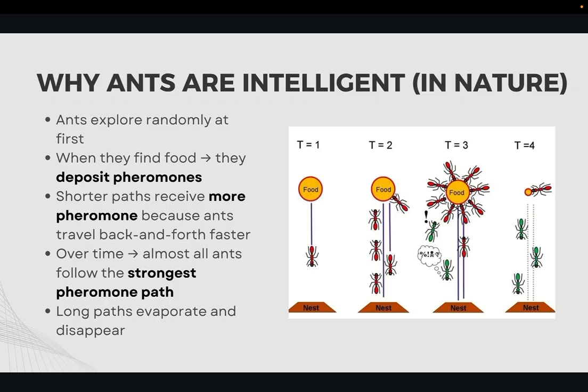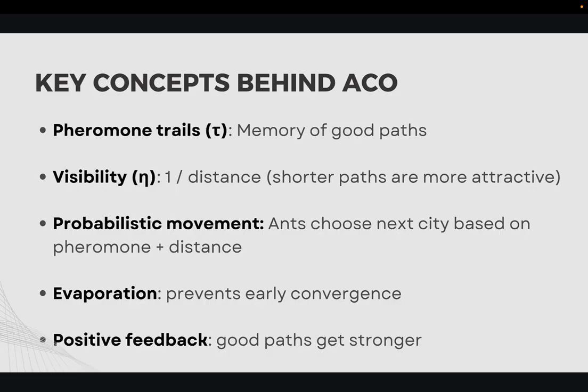Why are ants intelligent? As you can see in the picture, ants explore randomly at first. When they find food, they deposit pheromones. Shorter paths receive more pheromone because ants travel back and forth faster. Over time, almost all ants follow the strongest pheromone path. Long paths evaporate and they disappear. So, key concepts behind ant colony optimization are pheromone trails, visibility, probabilistic movement, evaporation, and positive feedback.